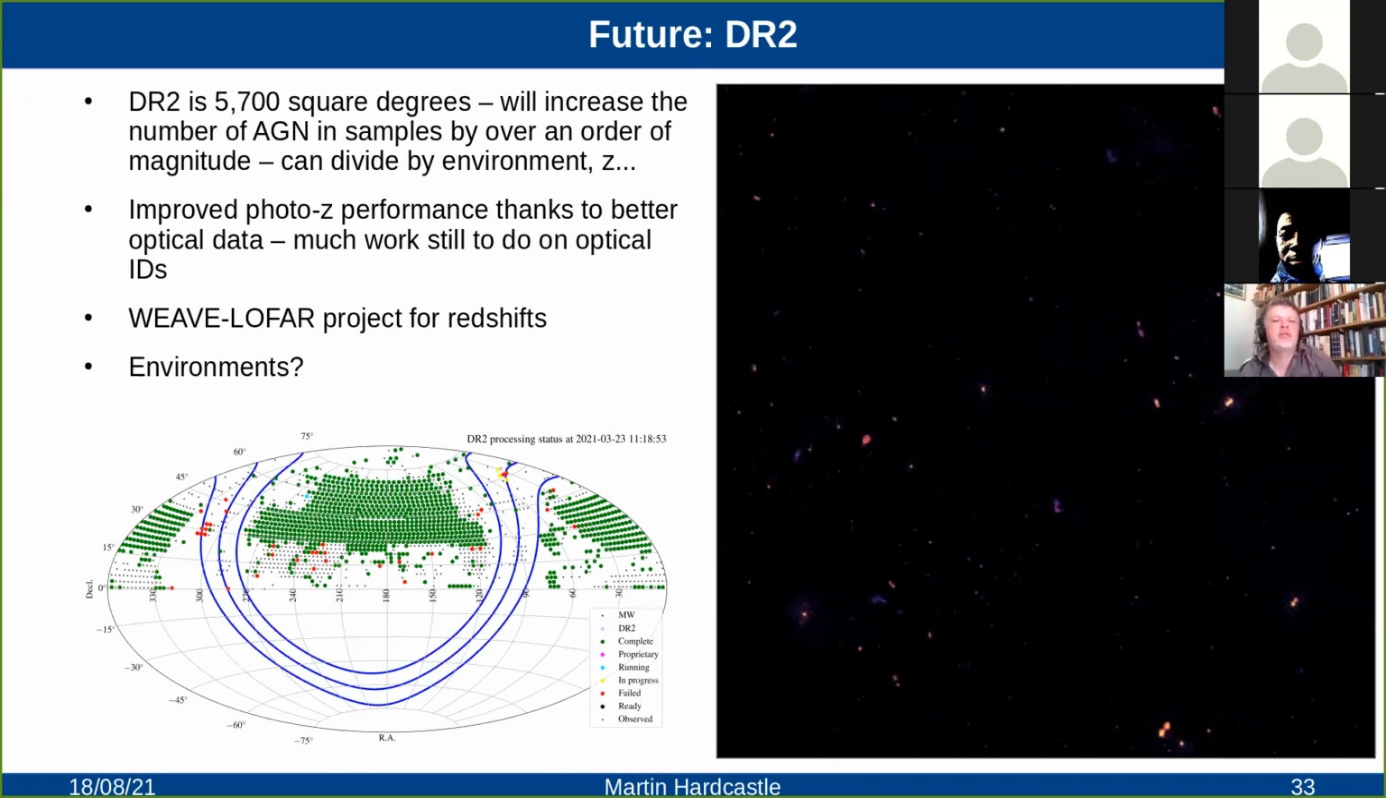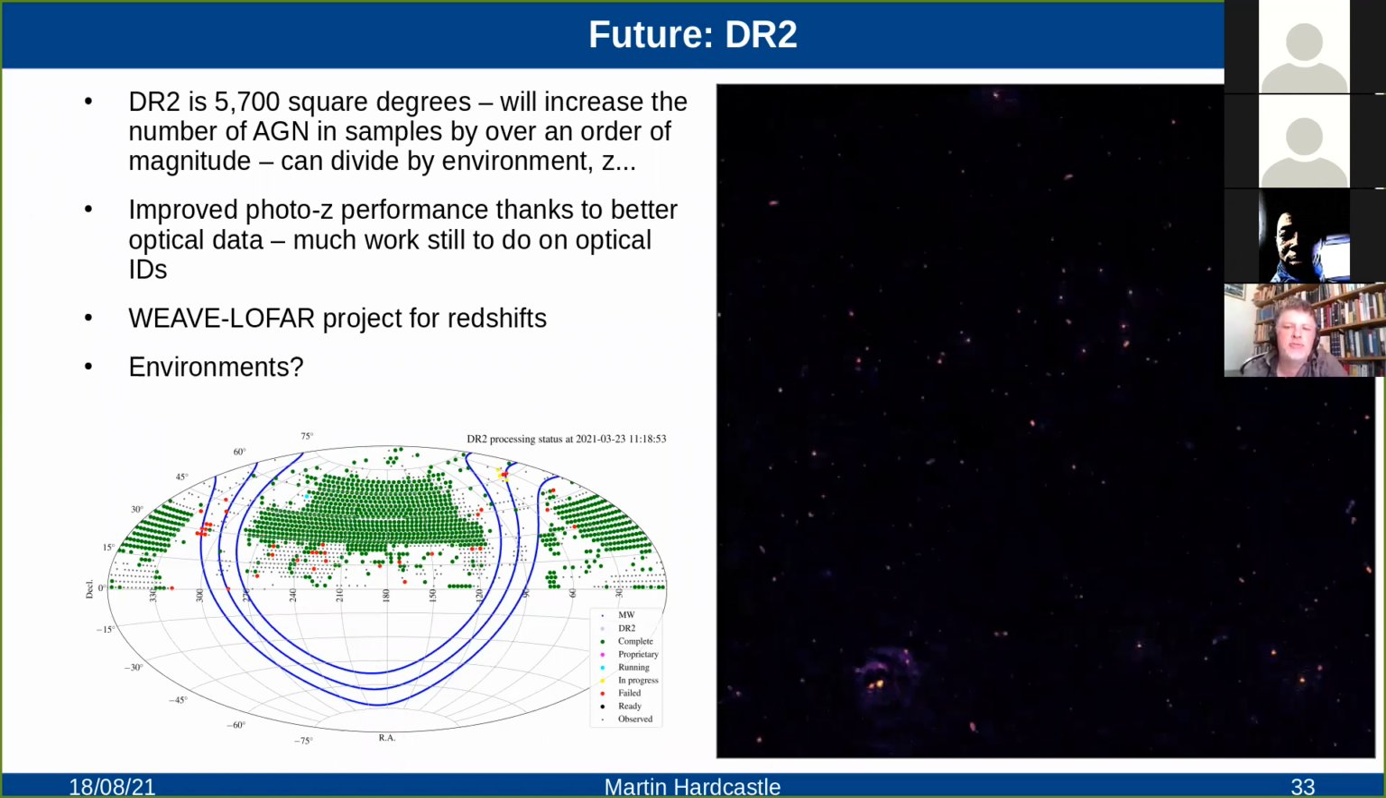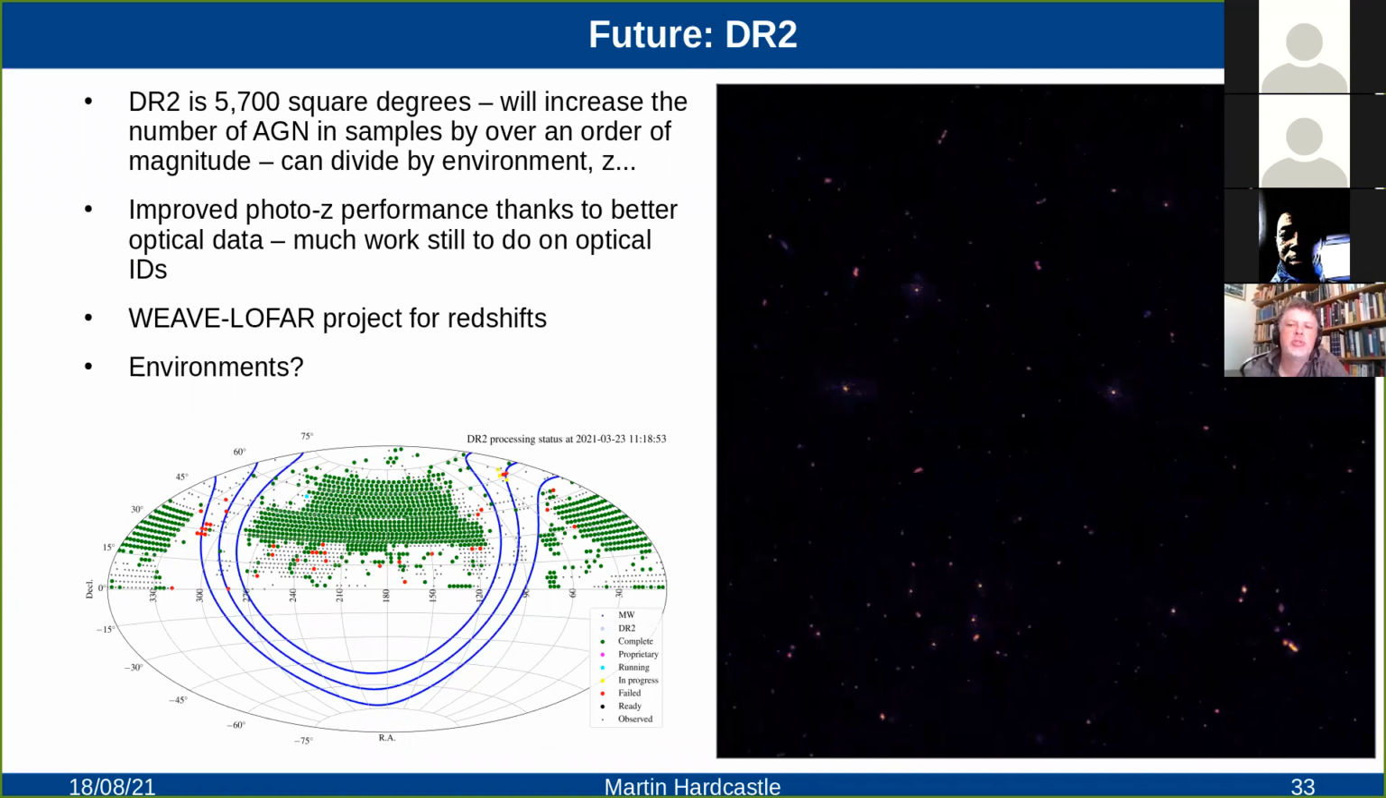We can get better photometric redshifts, and fairly soon we'll be able to get spectroscopic redshifts for all of these galaxies, which is also important, using the WEAVE-LOFAR project. And my hope is we'll be able to do environmental inference for these AGN. I have a postdoc working on this at the moment.